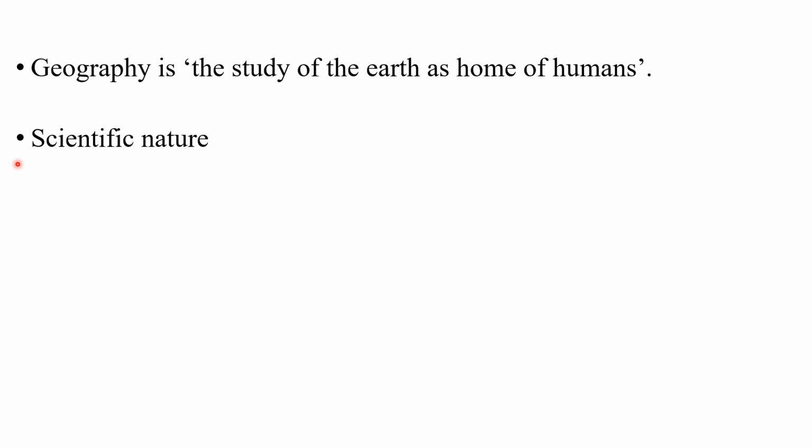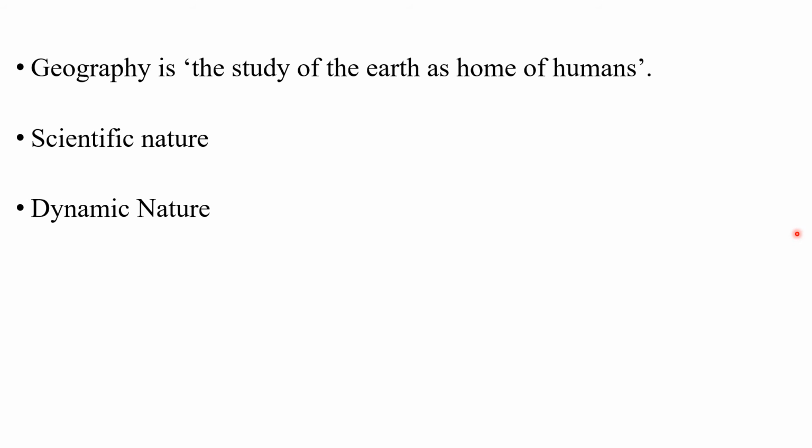Then the nature of human geography is scientific. As we know, in human geography several types of models and theories have been developed. That's why this subject's nature is becoming scientific, as there are many statistical methods and different types of models, like Christaller's model, Weber's model, and August Lösch's model. Such models are part of this subject, so it's becoming scientific in nature.